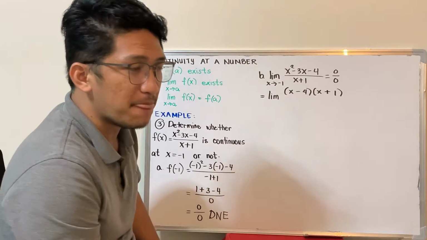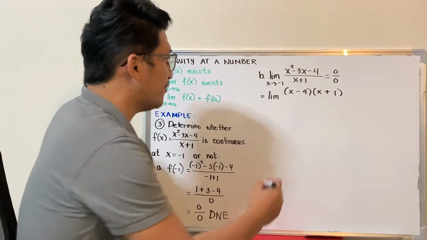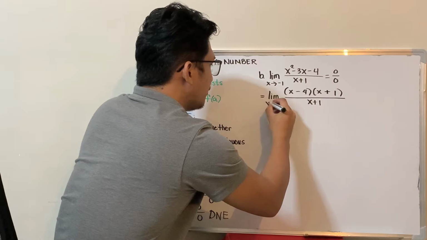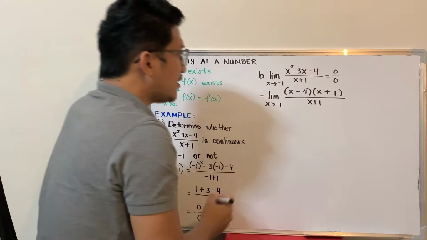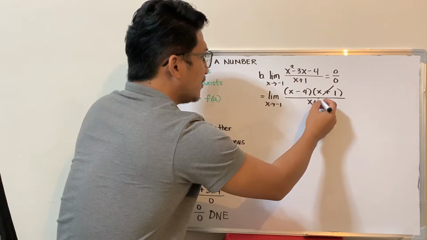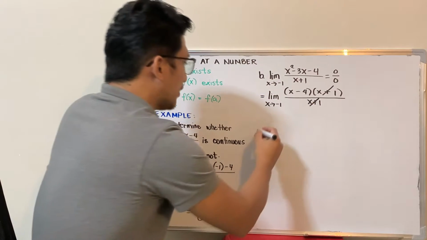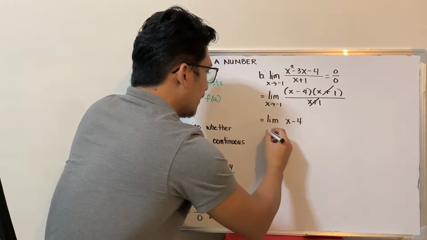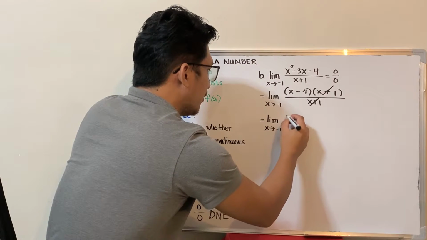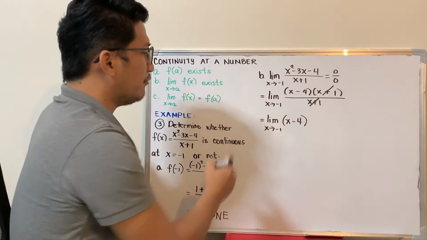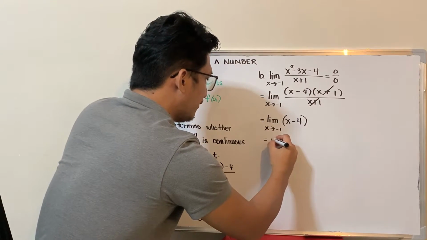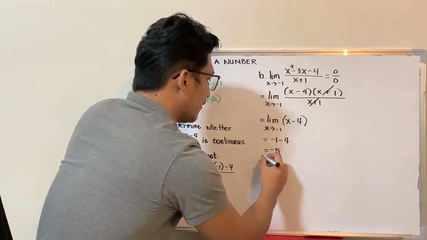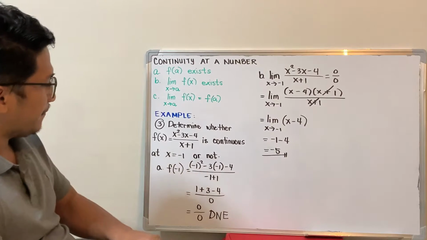Okay, so you may check factoring methods if ever you forgot. All over x plus 1 as x approaches negative 1. In this case, guys, now you can cancel this part because this is just equivalent to 1. And then you will come up with the limit of x minus 4 as x approaches negative 1. So, that is what remains. And then when you substitute this time, this is equivalent to negative 1 minus 4, which is equal to negative 5.